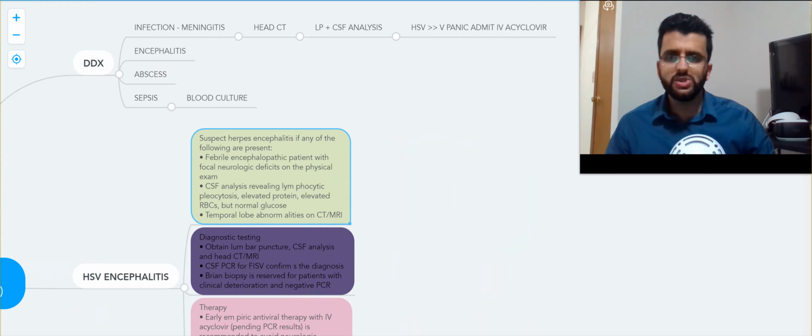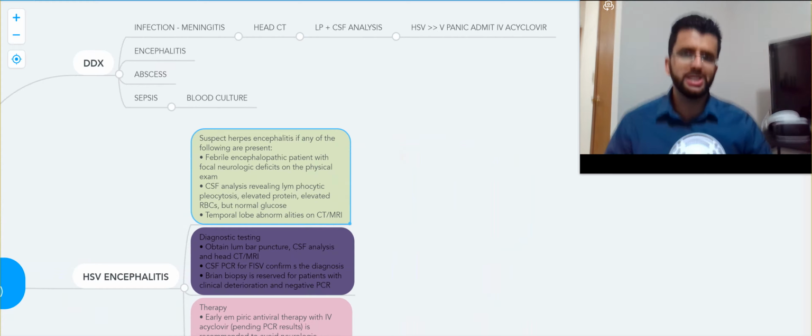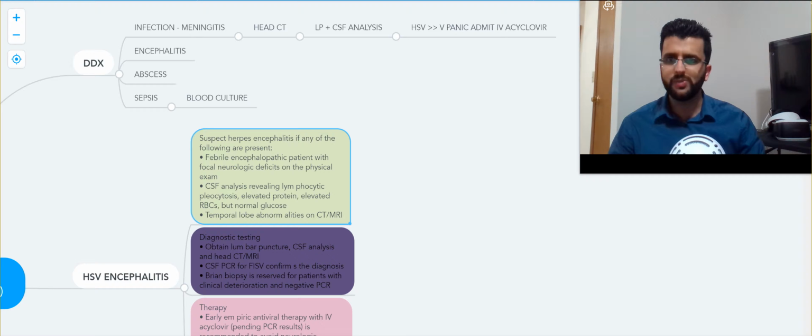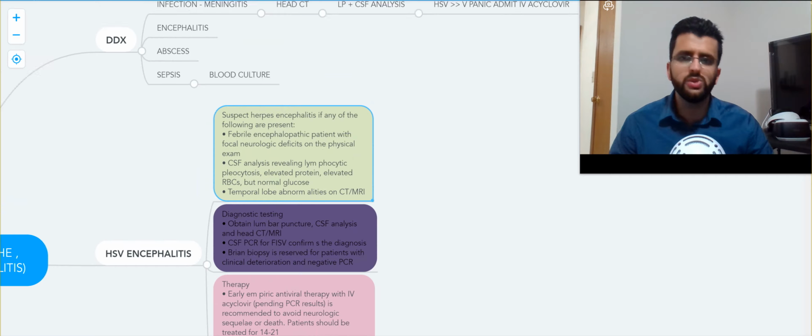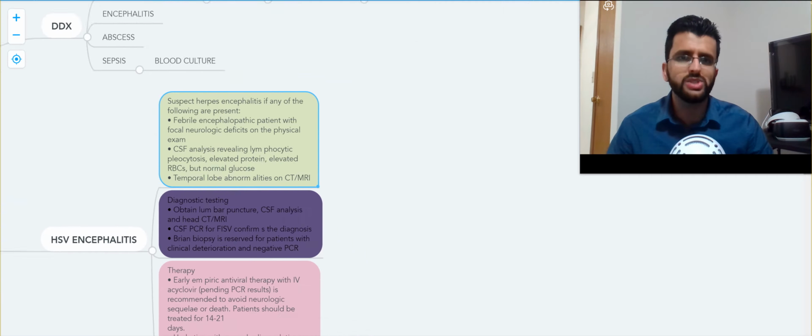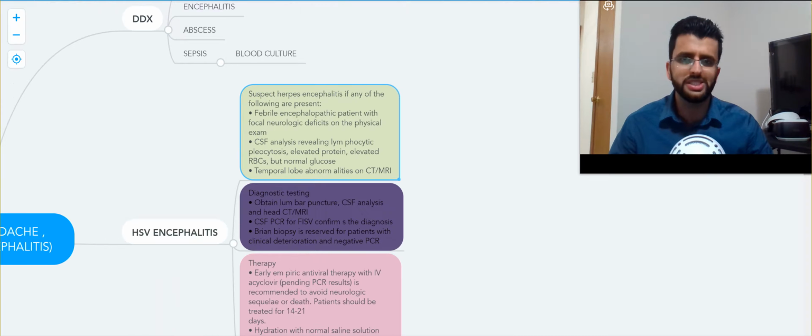So for meningitis, we do head CT, lumbar puncture, CSF analysis, HSV, okay? And we test the CSF for bacterial, viral, and fungal causes. We discussed the bacterial and fungal today. Here's the viral, okay? So what are the things that make you suspect it's a viral meningitis?